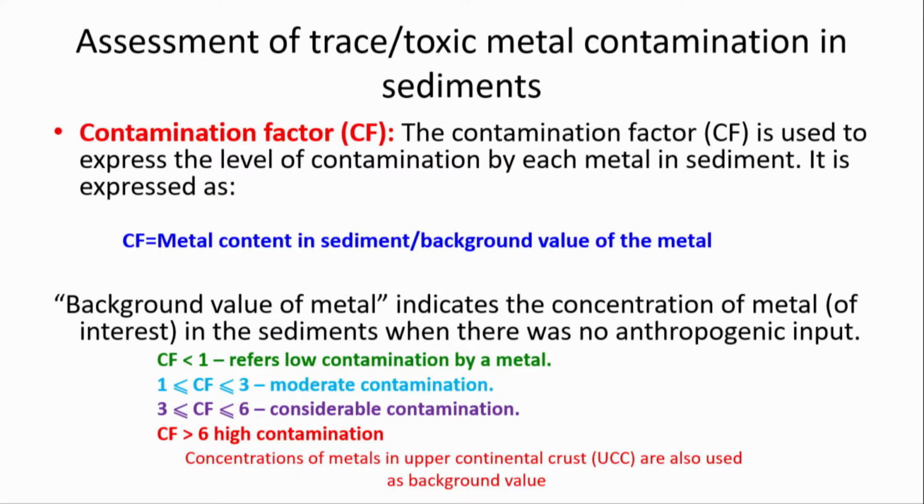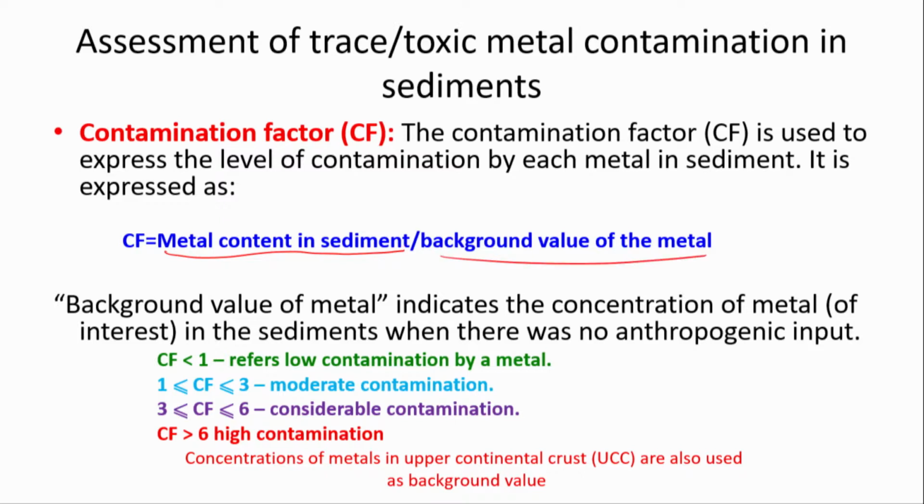Now you take one metal and you can calculate the contamination factor for that particular metal. The contamination factor is used to express the level of contamination by each metal. So how do they do that? It's very simple. Contamination factor is basically the ratio of the metal content in sediment to the background value of the metal.